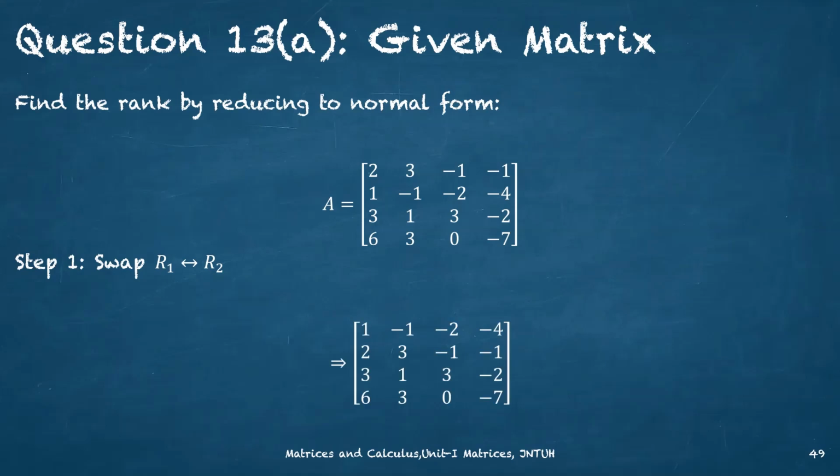Question 13a. In this question, we are given a 4 by 4 matrix A and asked to find its rank by reducing it to normal form. As a first step, we swap row 1 with row 2 to place a leading one at the top left corner. After swapping, the new matrix becomes row 1: 1, minus 1, minus 2, minus 4; row 2: 2, 3, minus 1, minus 1; row 3: 3, 1, 3, minus 2; and row 4: 6, 3, 0, minus 7. This setup helps us begin the elimination process for the remaining rows.